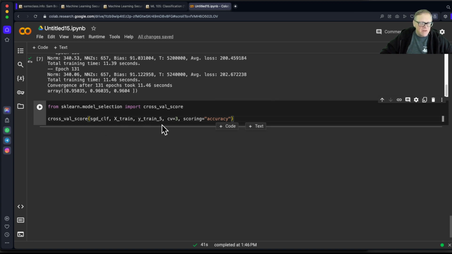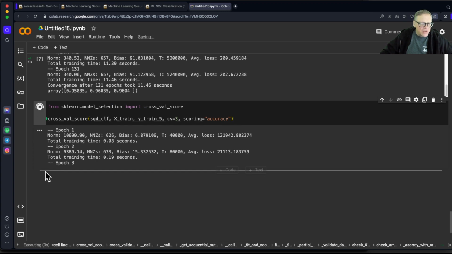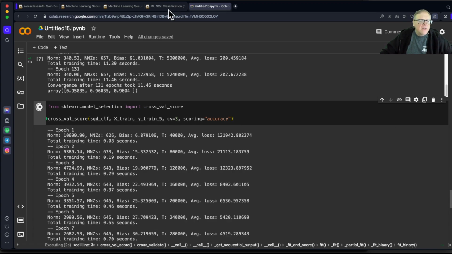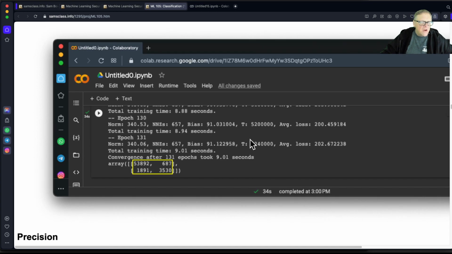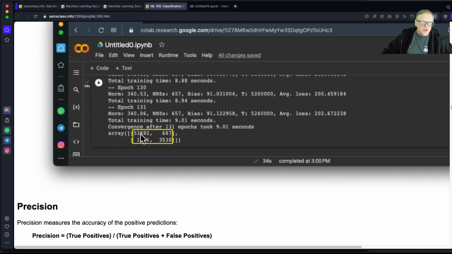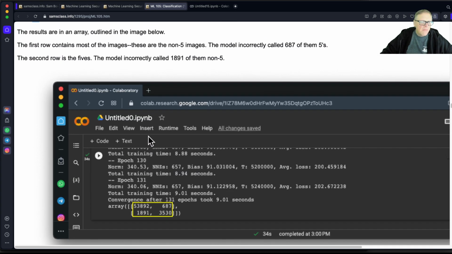And this is going to give me, scoring the accuracy, it's going to give me the chart. And looks like I'm repeating the training. I'm not sure that was necessary. But anyway, you'll get this chart. So this is not 5, correctly marked as not 5, I think. Yeah, the first row is the non-5 images. So the not 5 images are mostly correctly identified as not 5, but 687 were falsely called 5 when they weren't 5. And the second row is the 5s.